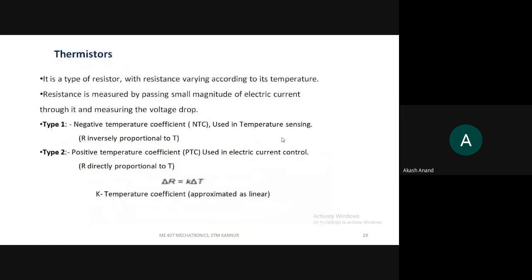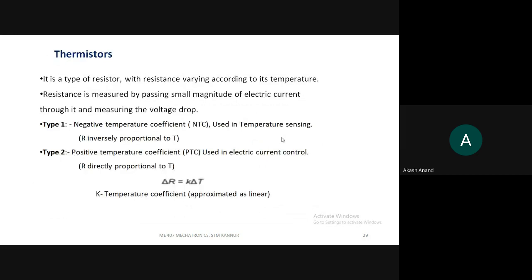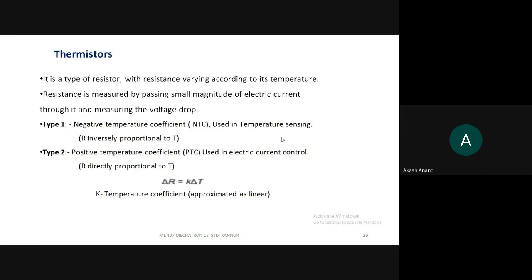So the next one is thermistors. You may be familiar with this type of device. You can see it in the slide. This is actually the thermistor. This is also a temperature sensor. Okay. So a thermistor is a type of resistor with a resistance varying according to its temperature. The resistance of this thermistor is varying with respect to temperature. That is how the temperature of the system is measured.